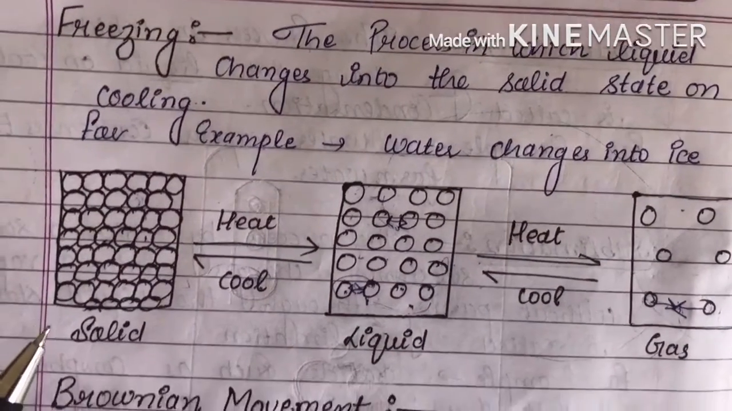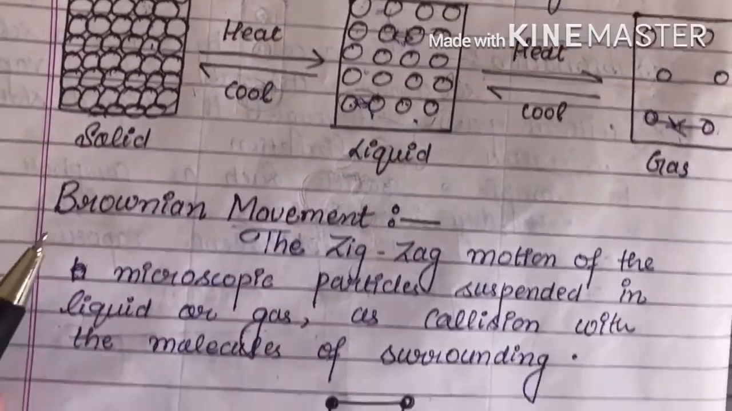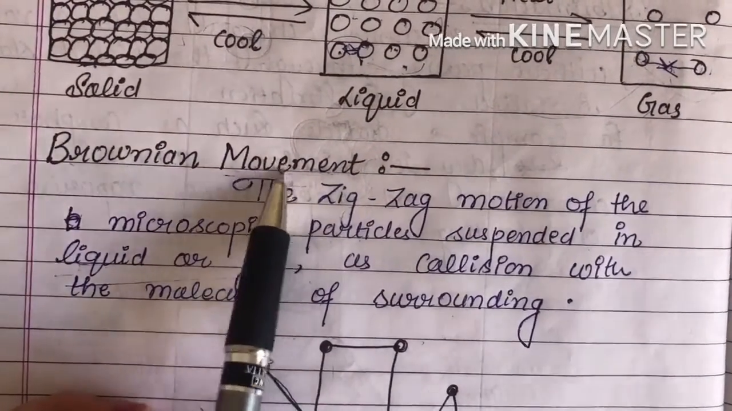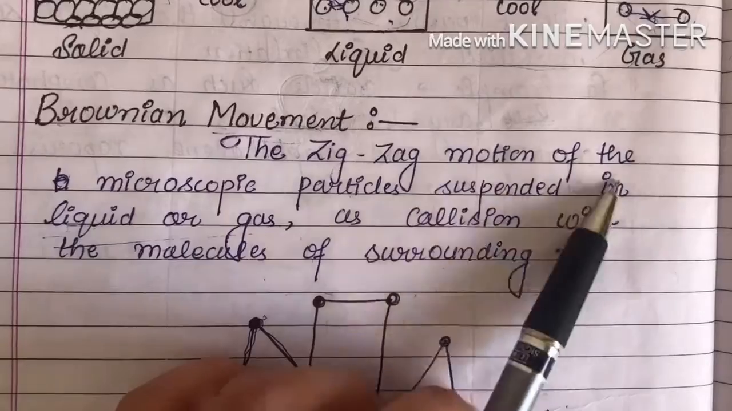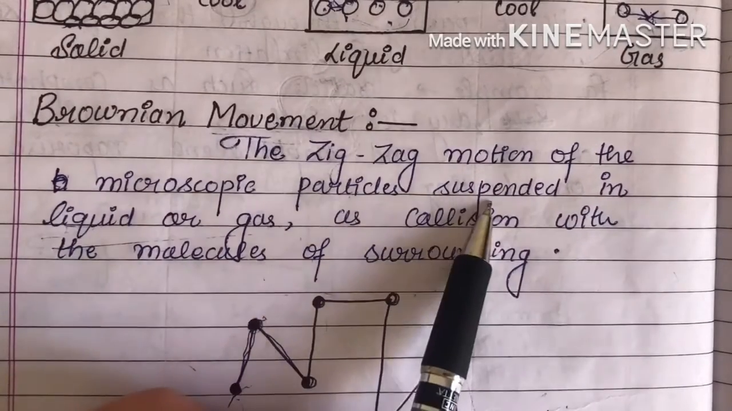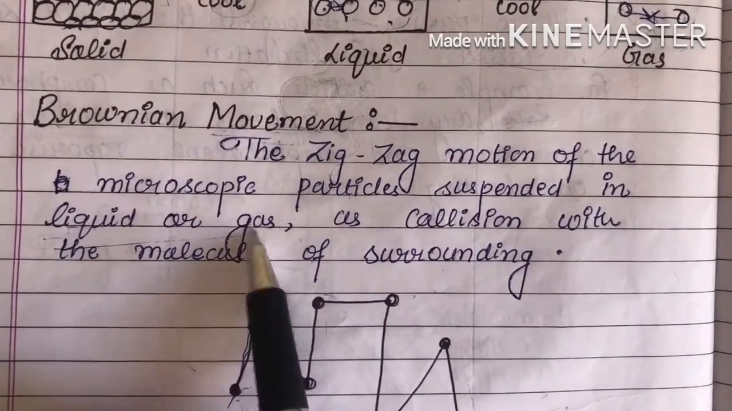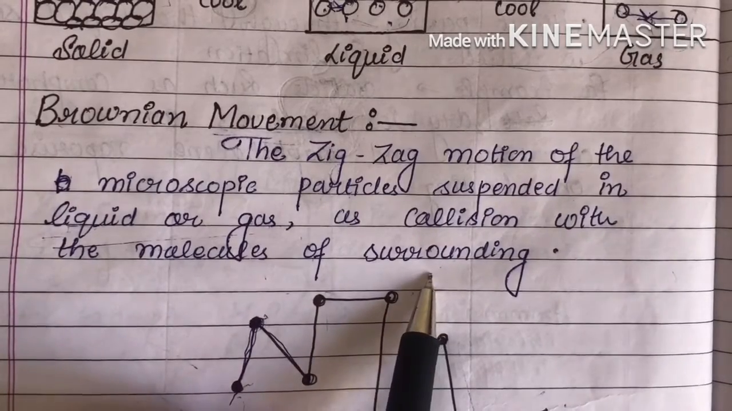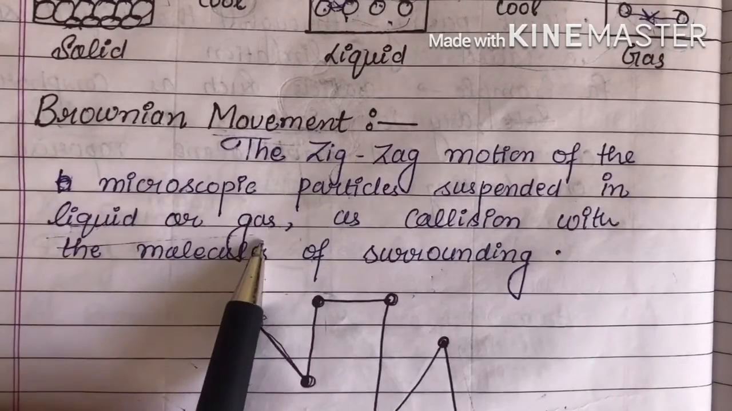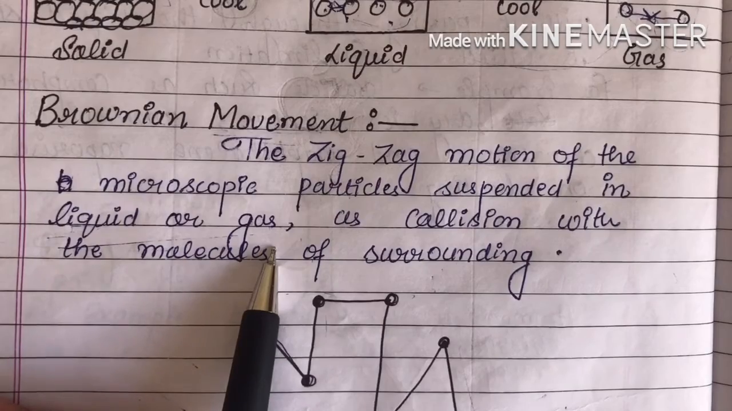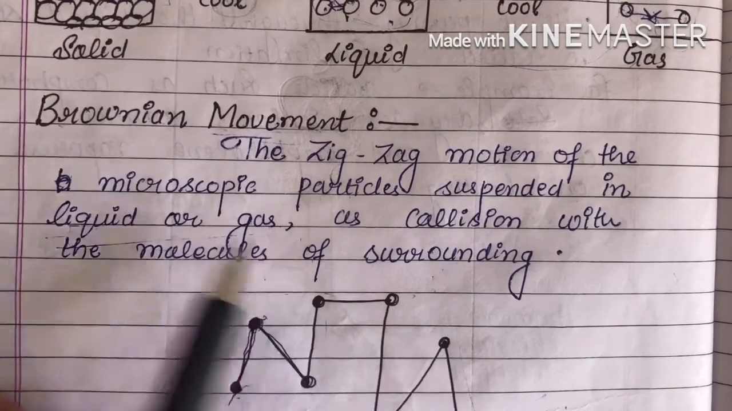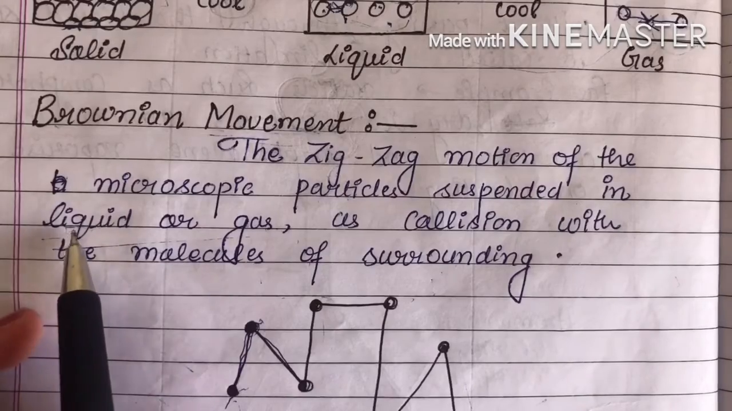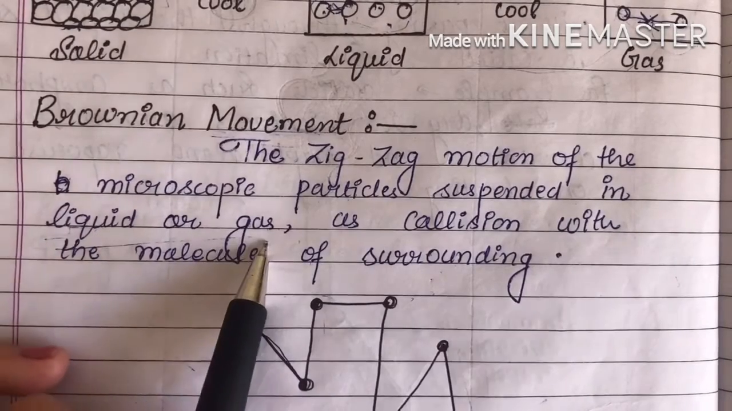So next one is Brownian movement. Here we can see the movement. The zigzag motion of microscopic particles suspended in a liquid or gas, due to collision with the molecules of the surroundings. Here we can take only the liquid or gaseous state, because in the solid state no such motion takes place. So that's why we take liquid or gas.